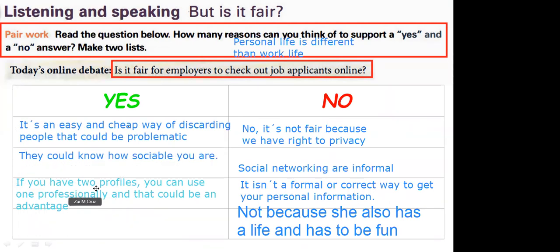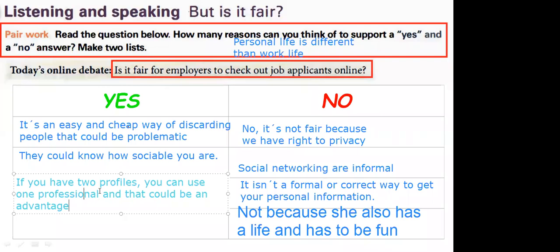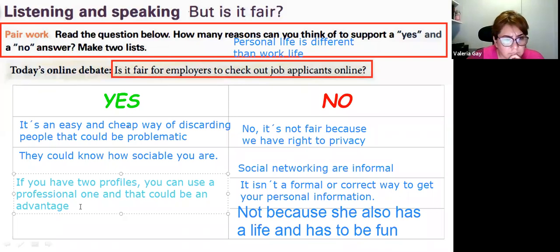All right. Next, if you have two profiles, you can use one professionally. This is an adverb. The adverb modifies a verb or an adjective. And in this case, you're using an adjective, so a professional one. So we move the one and say a professional one. And that could be an advantage for what? Could be an advantage of or for? For obtaining the job? To get a job? Well, I guess we can leave it like that.